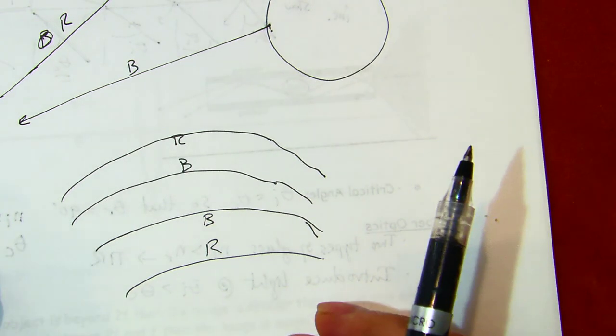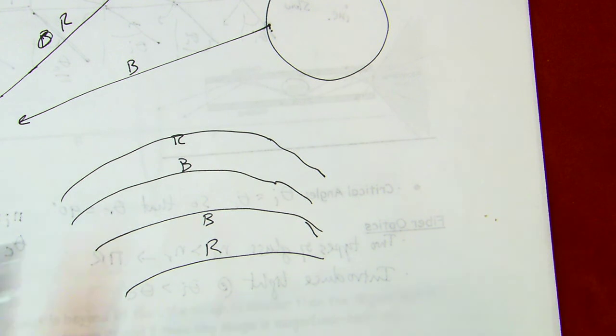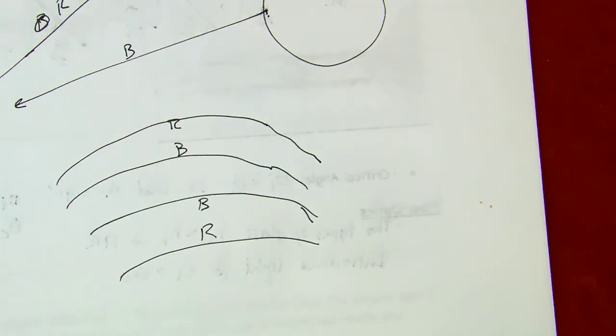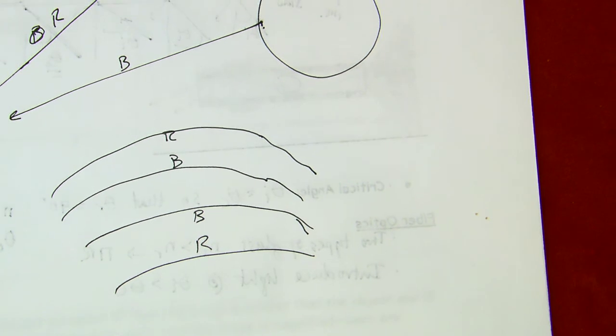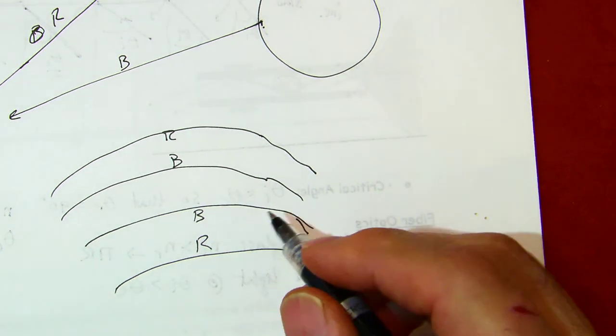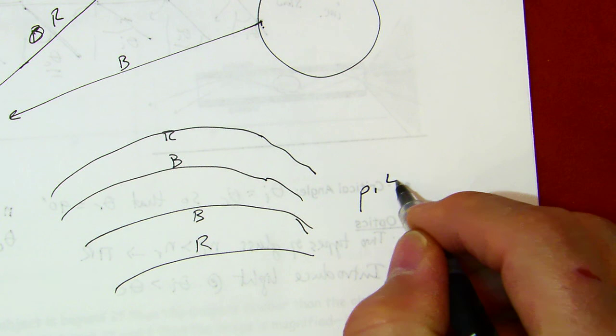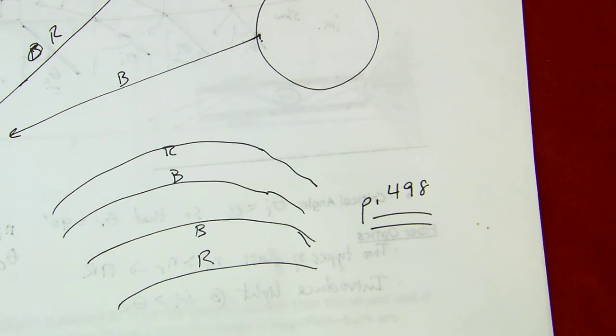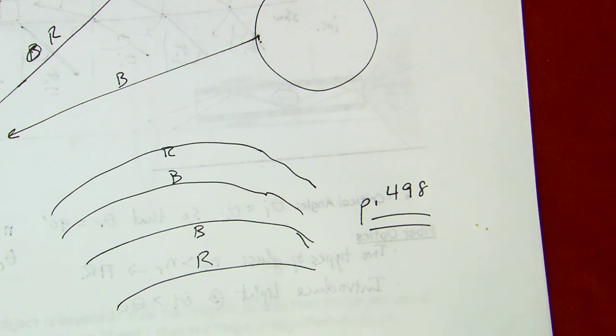So there you go. We covered mirages, dispersion, fiber optics, total internal reflection, and rainbows. By the way, there is a really good diagram in the book on page 498 of the rainbow phenomenon. They also discuss dispersion and fiber optics.